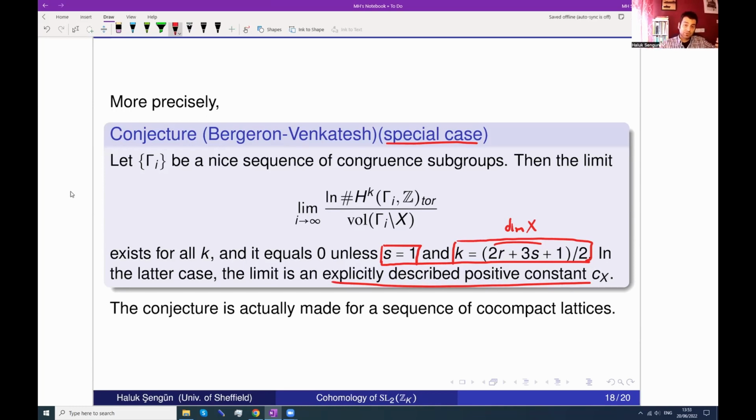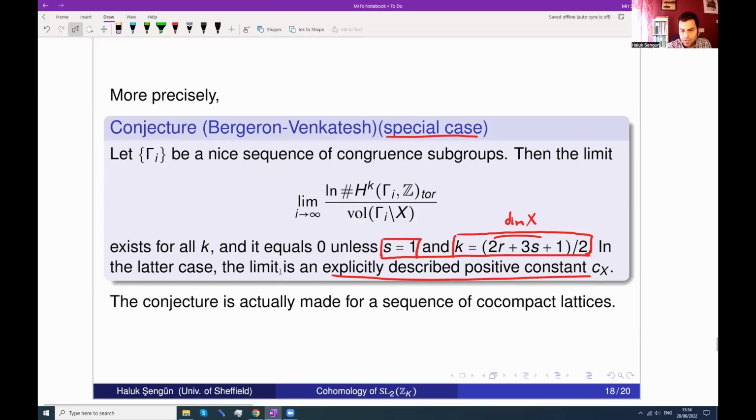So they say that essentially most of the time you expect less than exponential growth, but when you hit that middle degree in the deficit 1 case, you see exponential growth. There's a positive limit there. Right, and I mean, the original conjecture again is in the slightly more conservative case of co-compact lattices, where analysis is a little bit better understood. But I guess at this day and age, you expect this generally, and this is still Bergeron-Venkatesh conjecture.